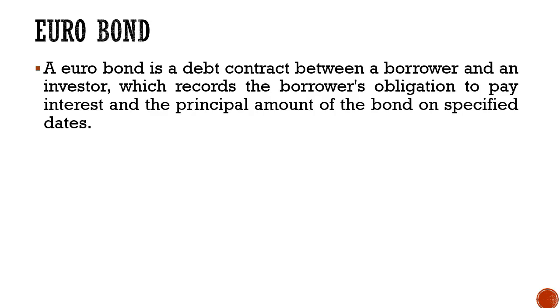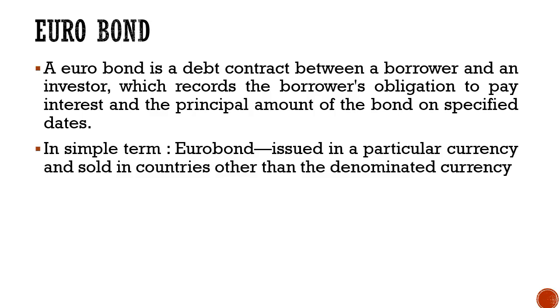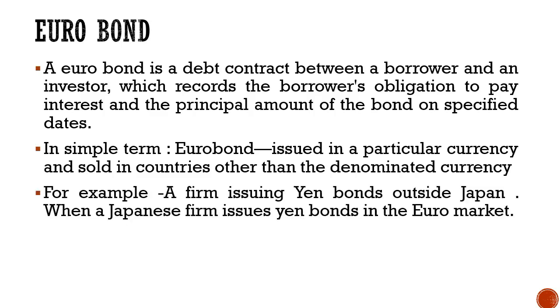In simple terms, euro bonds are issued in a particular currency and sold in countries other than the denominated currency. For example, a firm issuing yen bonds outside Japan. When a Japanese firm issues yen bonds in the euro market, that is an example of a euro bond.